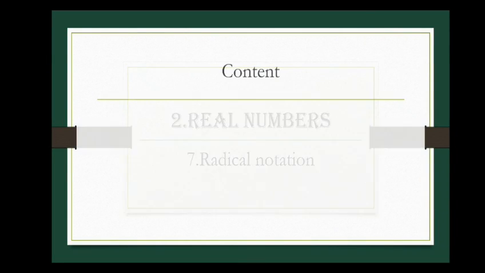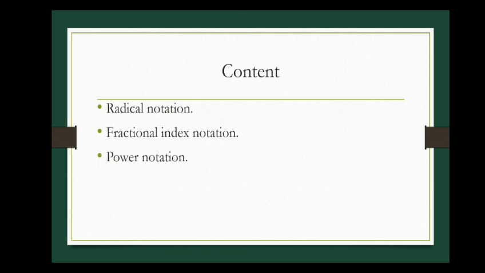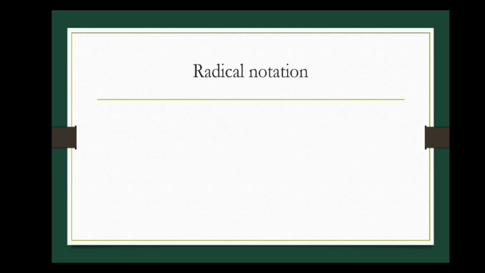So in this particular video we are going to see different types of notation to represent the nth root of a real number, nth root of a number. The different types of notations are radical notation, fractional index notation, and power notation. These are the three different types of notation to represent the nth root of a number, and we are going to see some problems. First we'll see what is radical notation.